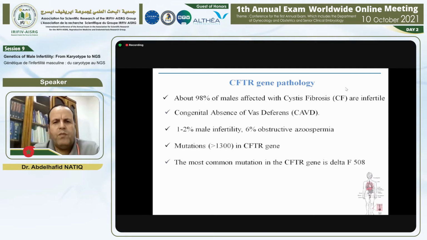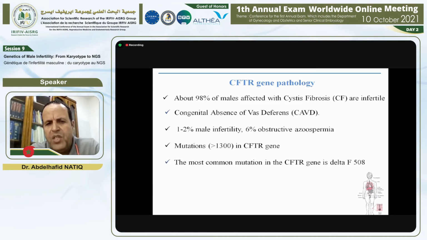Now is about the CFTR gene, the genetics of this gene and this disease, cystic fibrosis. About 98% of men affected with cystic fibrosis are infertile, characterized by congenital absence of vas deferens, and 1 to 2% male infertile and 6% obstructive azoospermia.